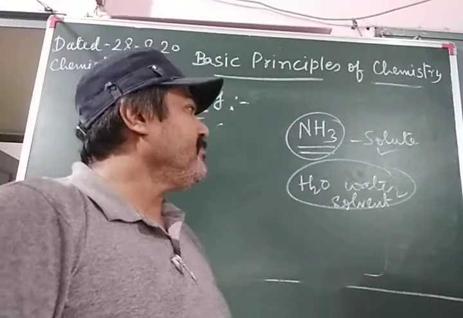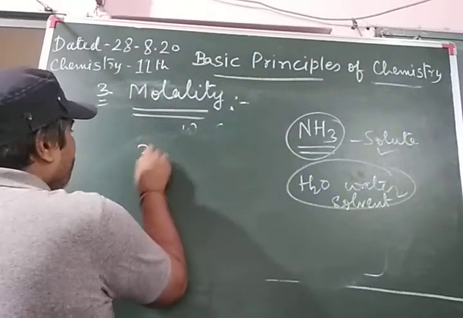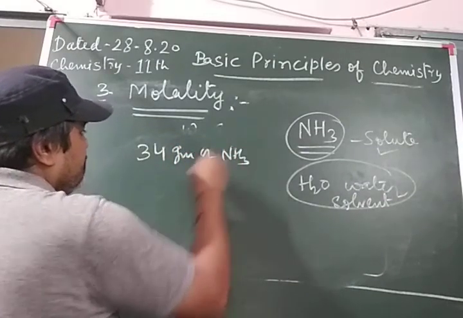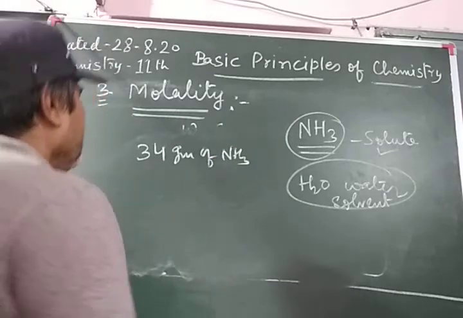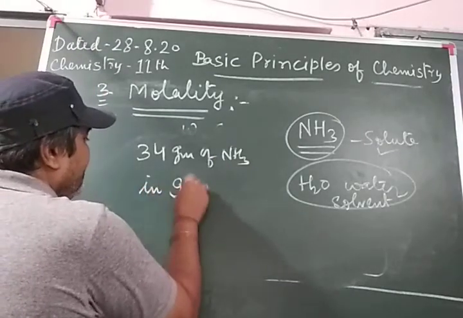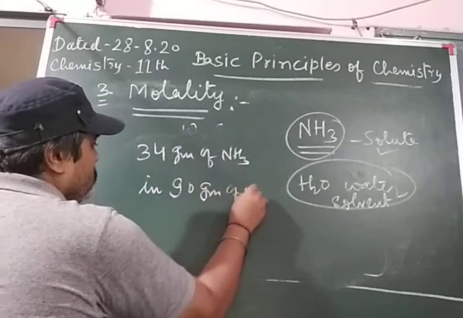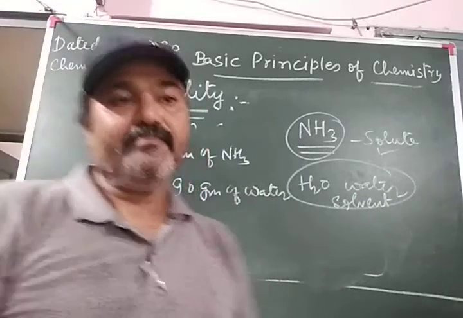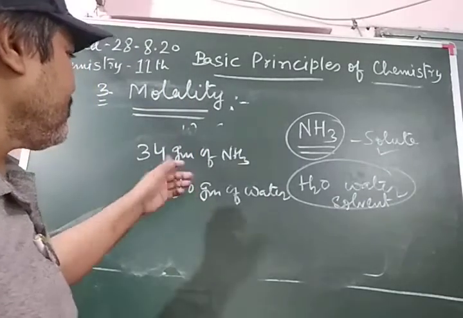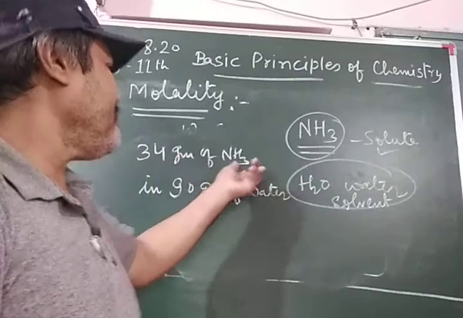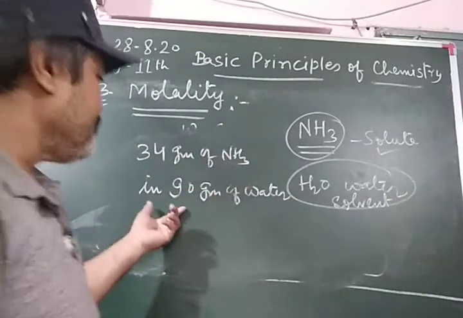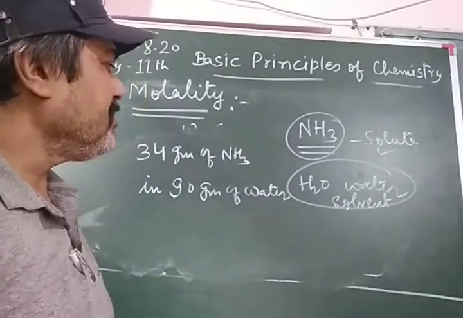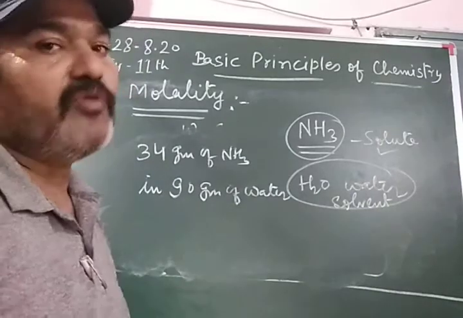Okay, suppose 34 grams of ammonia is dissolved in 90 gram of water. Then what will be the molality? What the question is given? 34 gram of ammonia NH3 is dissolved in 90 gram of the water. So we have to find out the value of the molality.